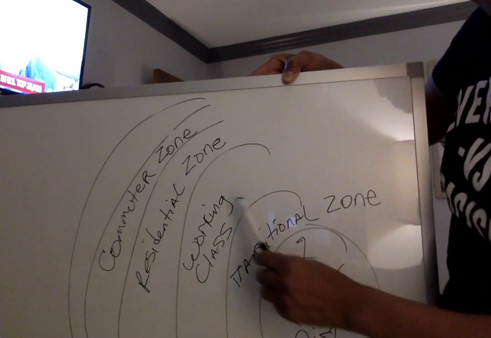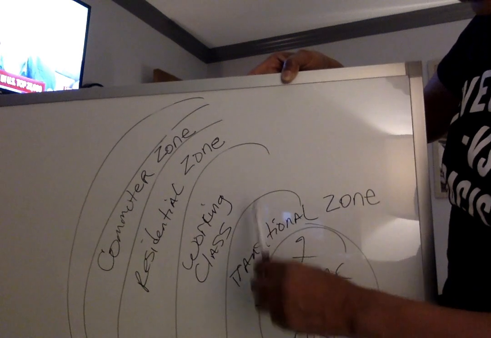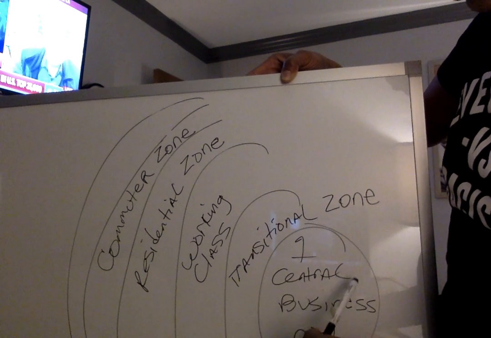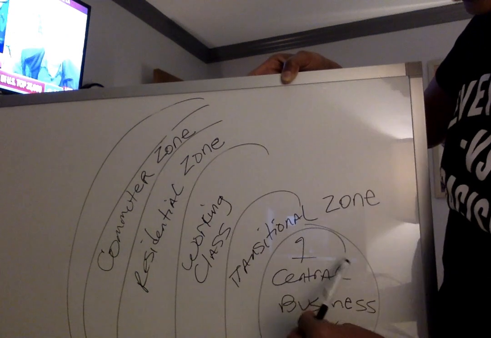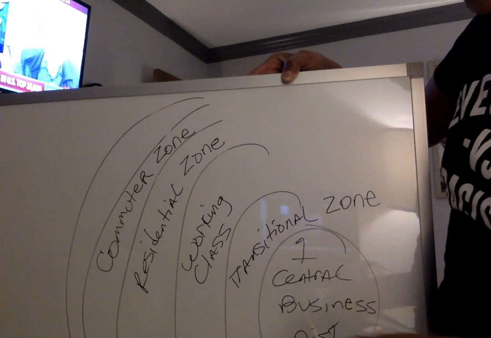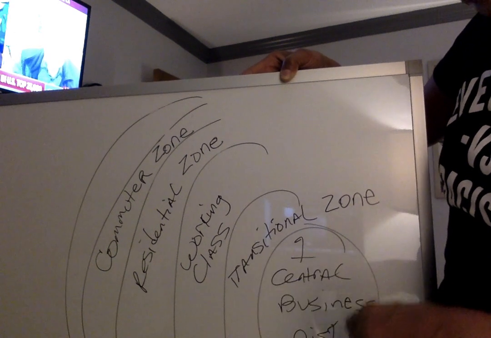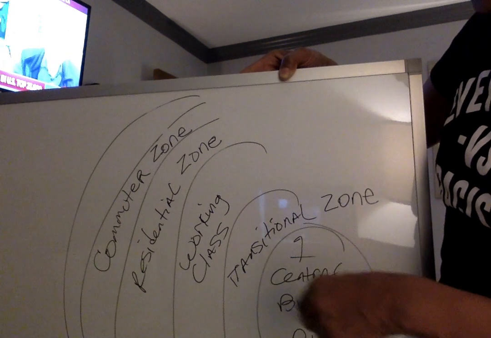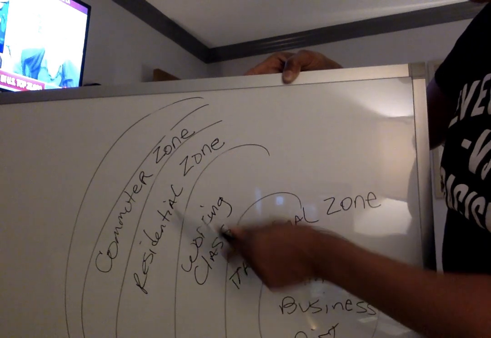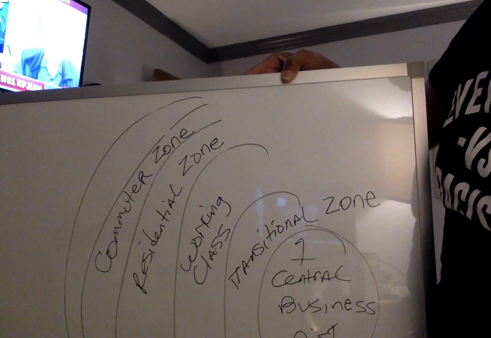So with each one of these communities, you're going to see a change in the crime rate. You're going to find most of your heavily criminal areas in the central business district and the transitional zone. But as you move further out, crime starts to decrease.